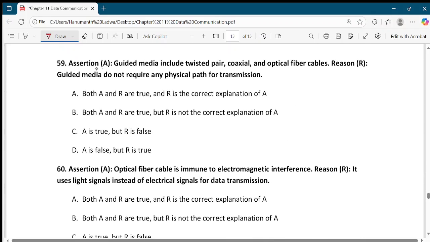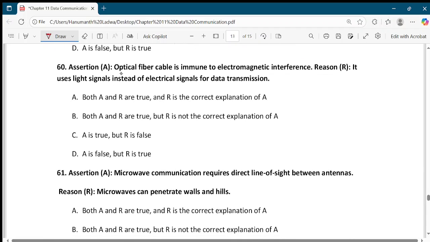Question number 59. Assertion A. Guided media includes twisted pair, coaxial and optical fiber cables. Yes, this is true. Reason R: guided media do not require any physical path for transmission. No, this is false. Here you can observe option C, A is true, but R is false is the right answer.